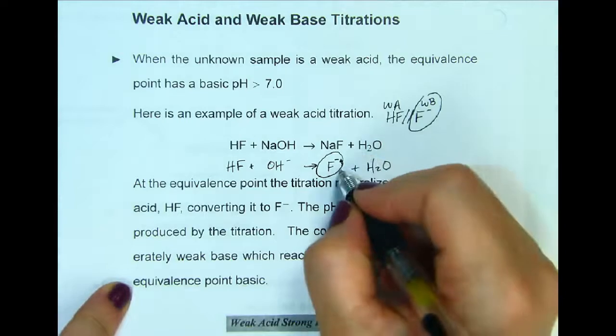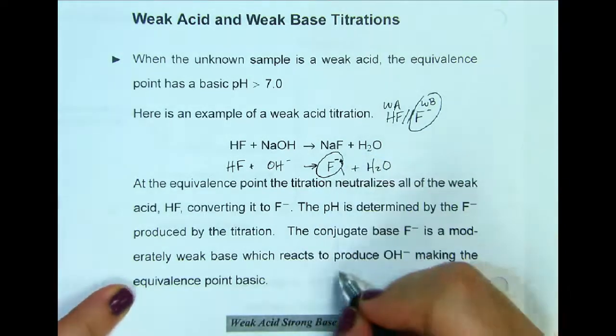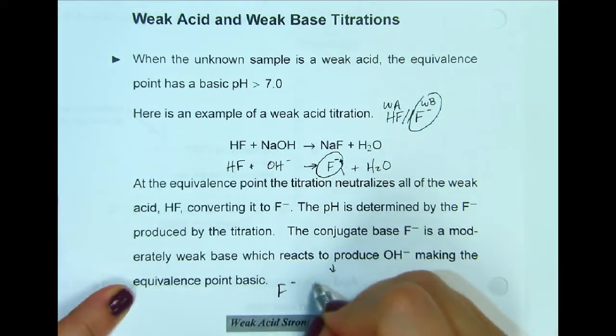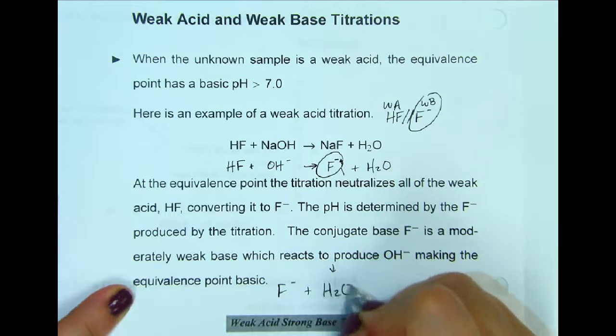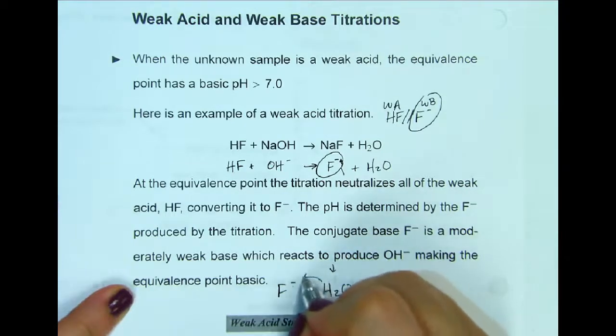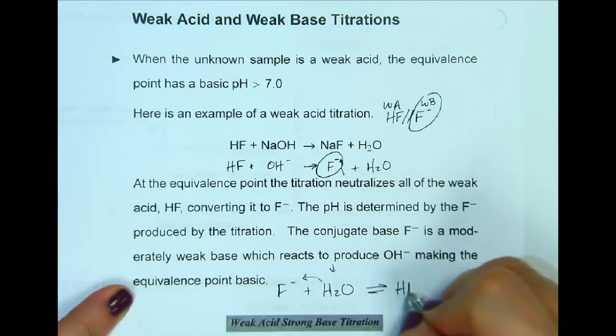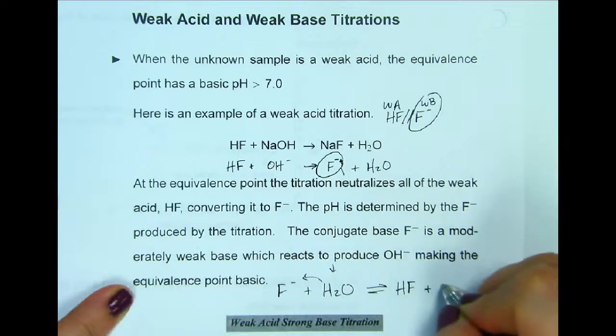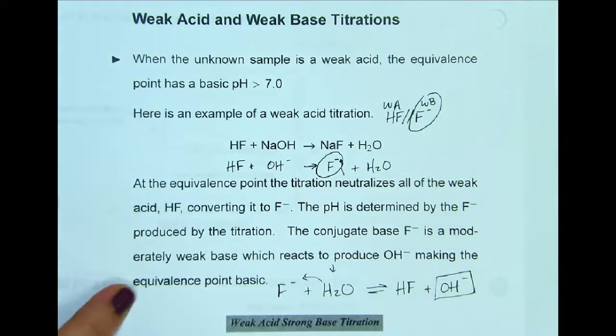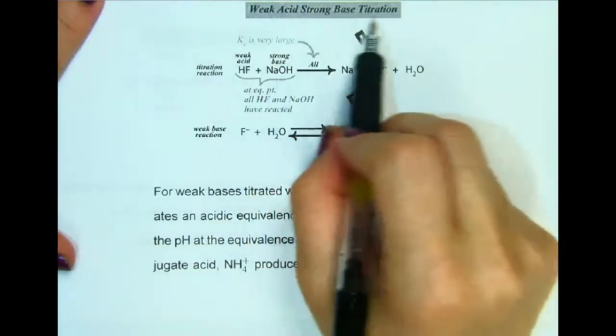So in other words, if I take this fluoride and I look at it after I place it in water on its own, you end up getting water transfers a hydrogen over, giving hydrofluoric acid and hydroxide. And it's the fact that you end up with the hydroxide that means that we end up at the basic pH. So weak acid, strong base titration.